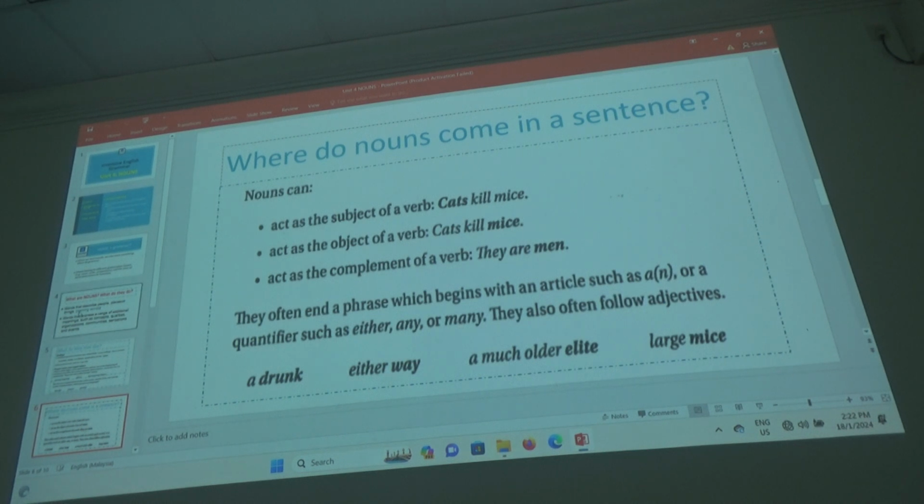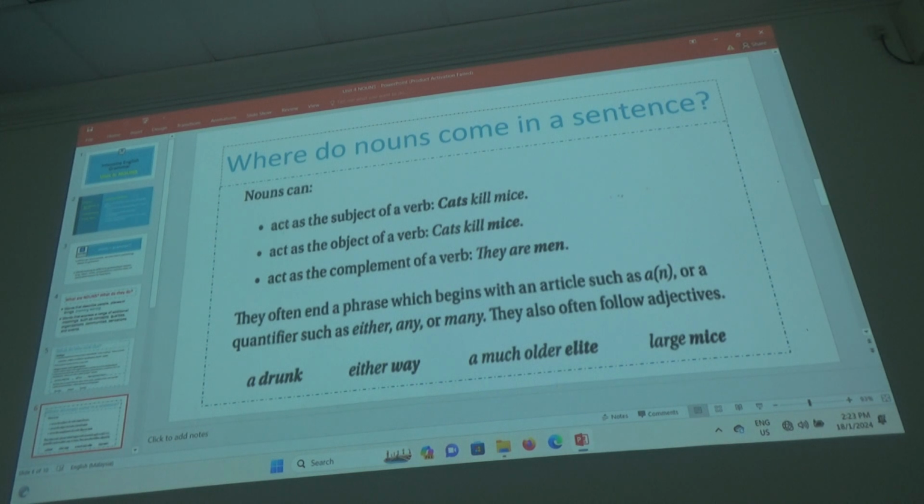Alright? Now, okay, where do nouns come in a sentence? They act as the subject of a sentence. Like, cats kill mice. Cats is a noun. Actually, mice is also a noun. Right? Names of things, names of animals. Alright? Kill is the verb. So if you look grammatically, subject, verb, object. Right? But cats and mice, they are both nouns.